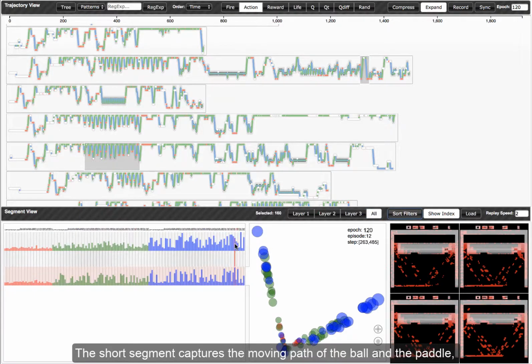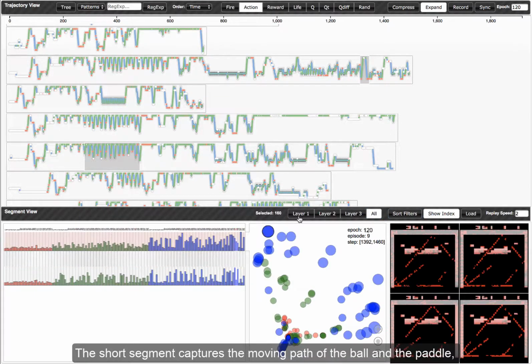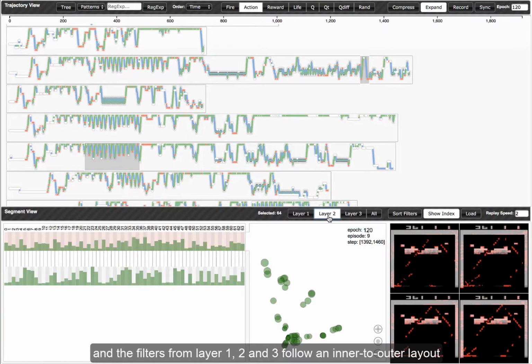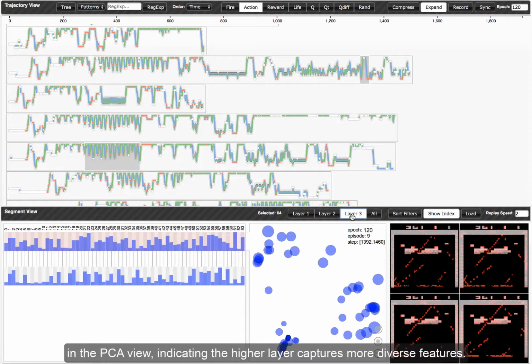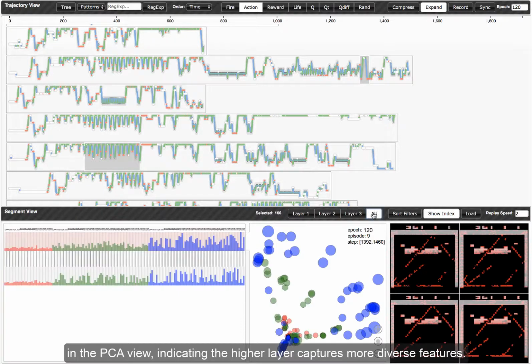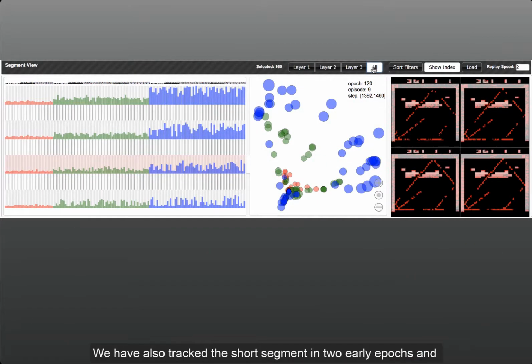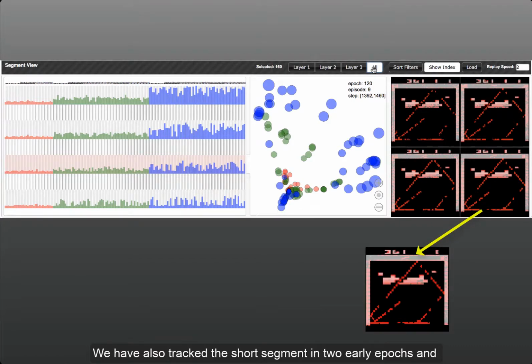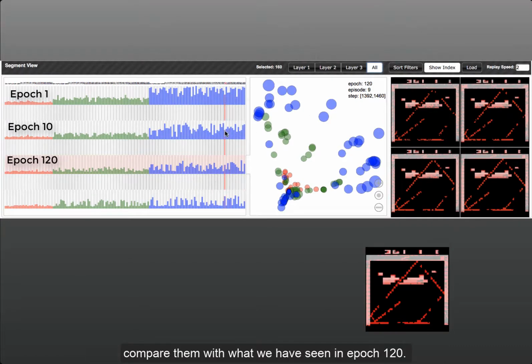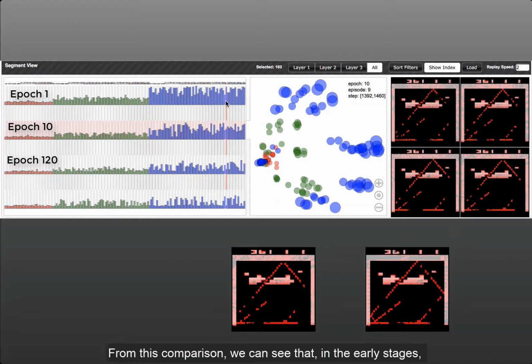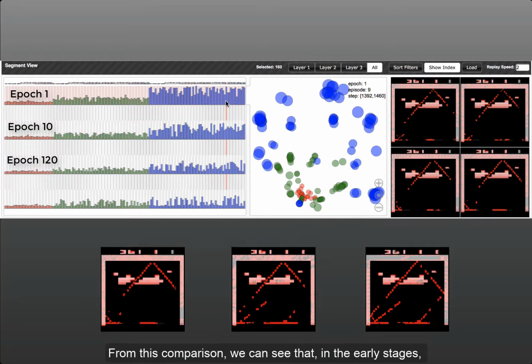The short segment captures the moving path of the ball and paddle, and the filters from layer 1, 2, and 3 follow an inner to outer layer on the PCA view, indicating the higher layer captures more diverse features. We have also tracked the short segment in two early epochs and compare them with what we have seen in epoch 120. From this comparison, we can see that, in the early stages, the agent does not have a clear vision on the movement of the ball and the paddle.